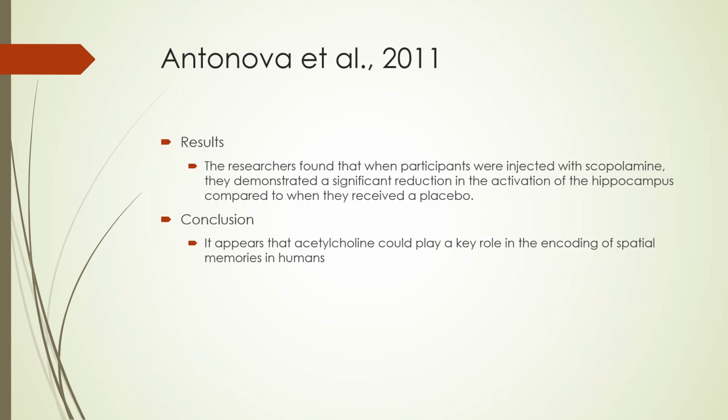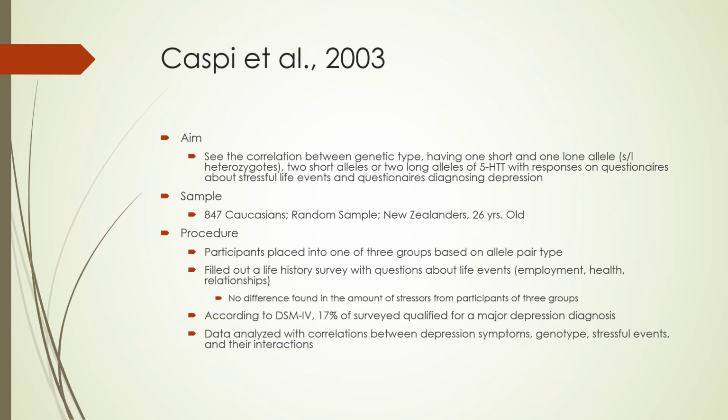And so what they found was that when participants were injected with scopolamine, they demonstrated a significant reduction in the activation of the hippocampus compared to when they received a placebo. And so what can we take from this? It again appears that acetylcholine could play a key role in the encoding of spatial memories in humans.